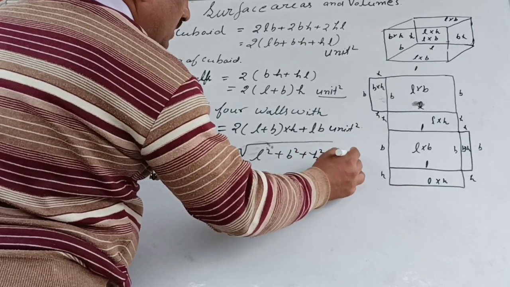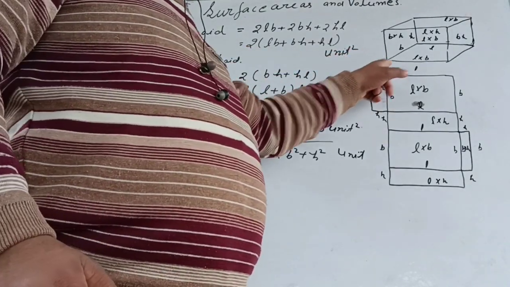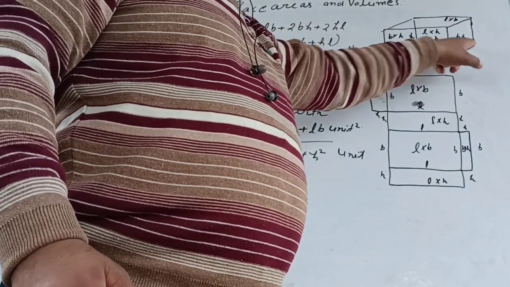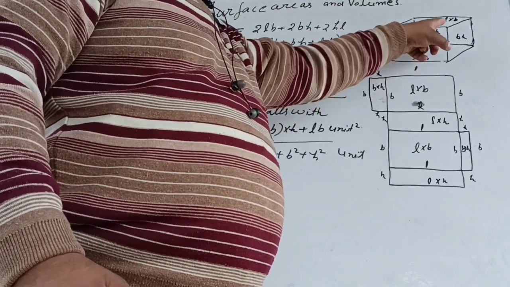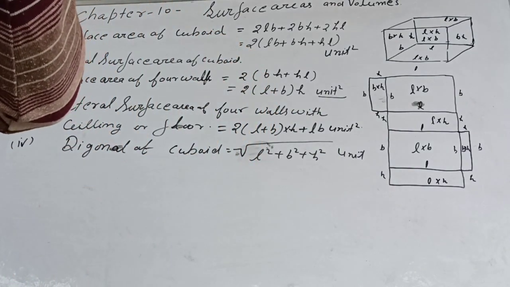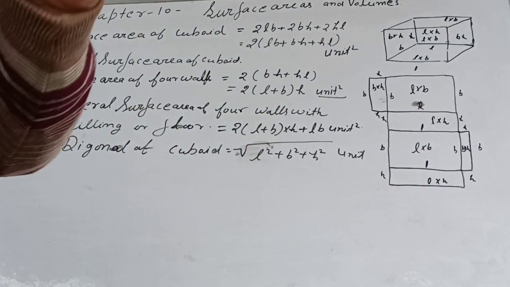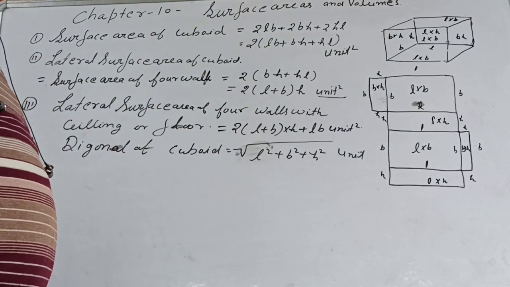This is only unit. It means the length of the rod from this corner to this corner, or this corner to this corner. This is called the diagonal of a cuboid. So this is the formula for the cuboid.